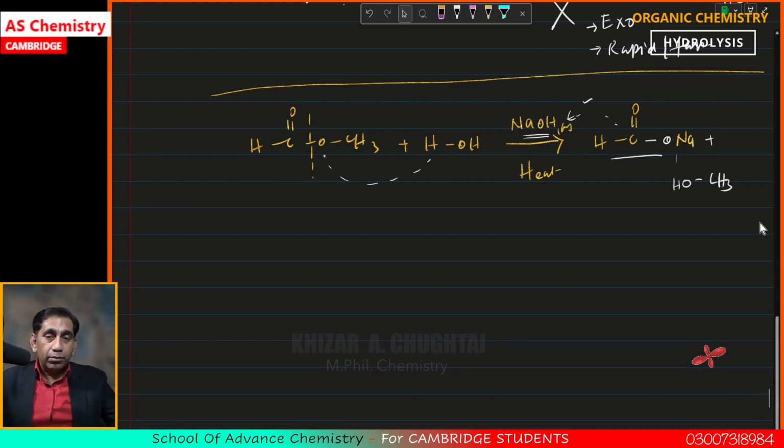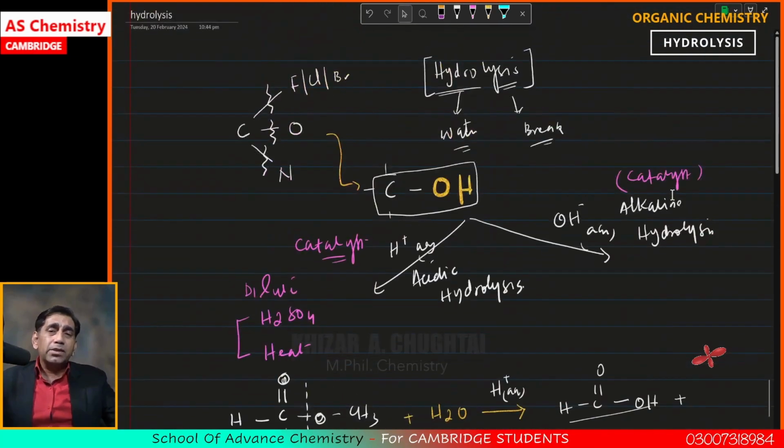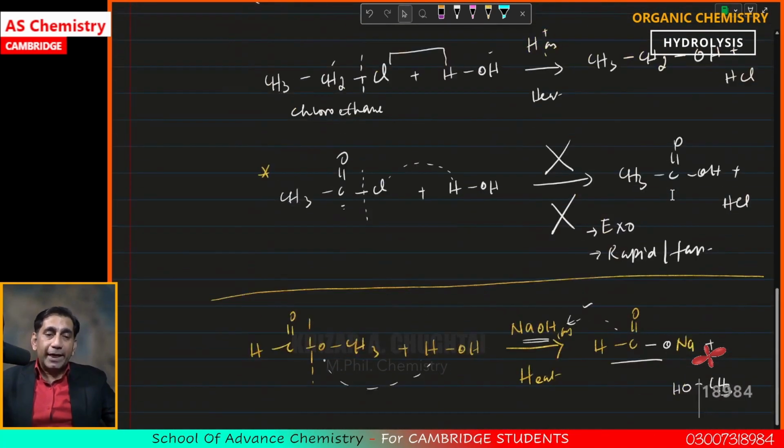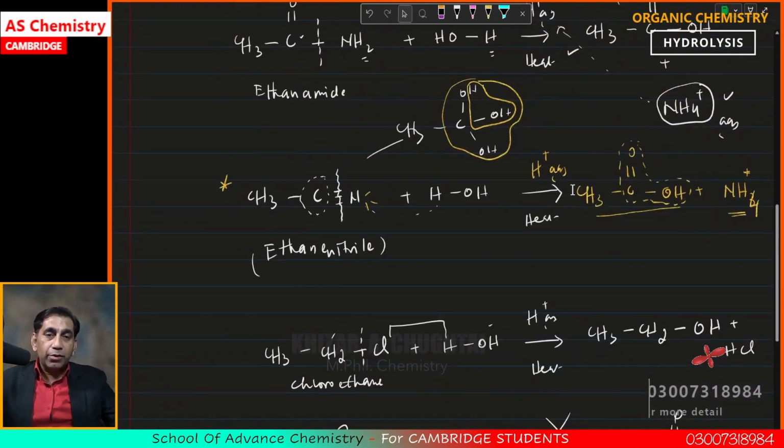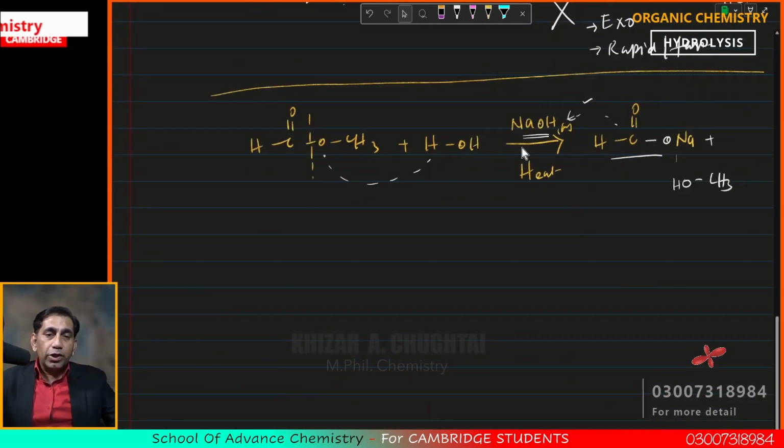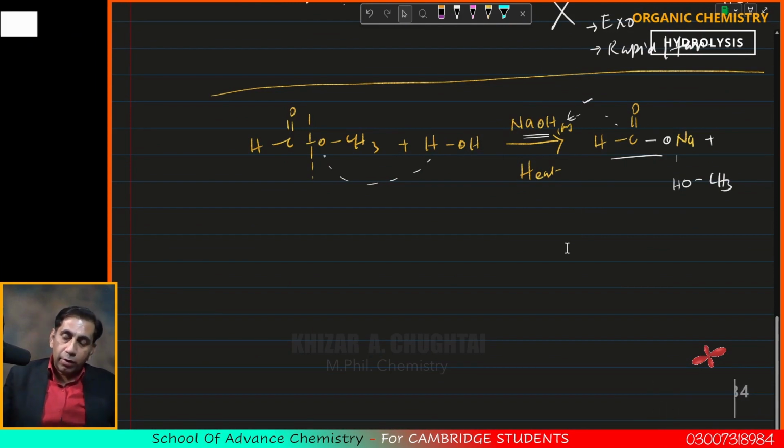So this is the final product that you are supposed to write over there, so as to get full marks. So that is all about hydrolysis. You can write all these equations with NaOH or OH negative ion, and so on.